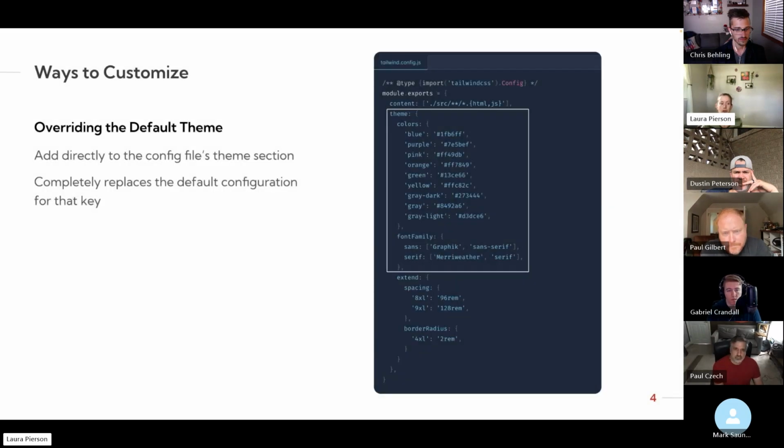Then you can also override the default theme. And this is done directly in the theme section of the config file. This completely replaces the default configuration for that key. So you'll see in here, they defined some different colors, and that makes it so those are the only ones available. You're not also able to grab, I don't know what's not in there, red or indigo or something that is defined in Tailwind's defaults.